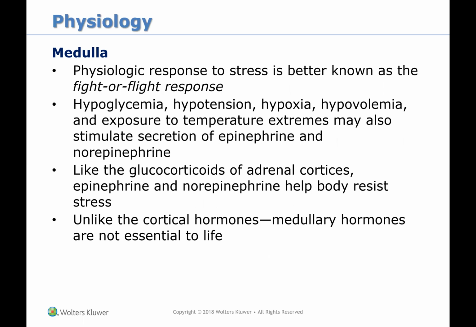So, like I said, this is our fight or flight response. What also can happen is hypoglycemia, hypotension, hypoxia, and hypovolemia, and exposure to temperature extremes may also stimulate secretion of epinephrine, norepinephrine. Unlike the cortical hormones, medullary hormones are not essential to life. So I guess that's good, but it's really nice sometimes to have that adrenaline rush, right? When you need it.